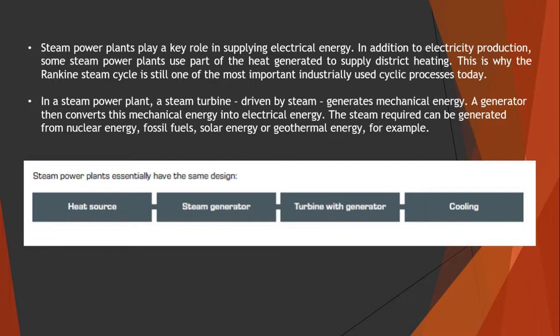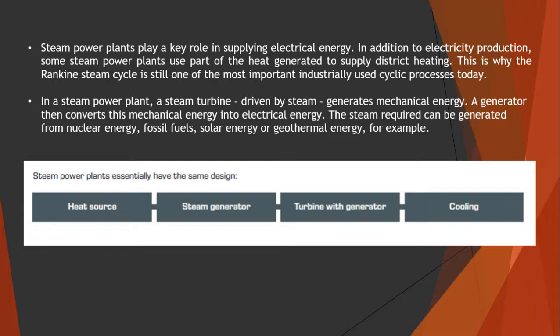In a steam power plant, a steam turbine driven by steam generates mechanical energy. A generator then converts this mechanical energy into electrical energy. The steam required can be generated from nuclear energy, fossil fuels, solar energy, or geothermal energy. Steam power plants essentially have the same design: heat source, steam generator, turbine with generator, and cooling.